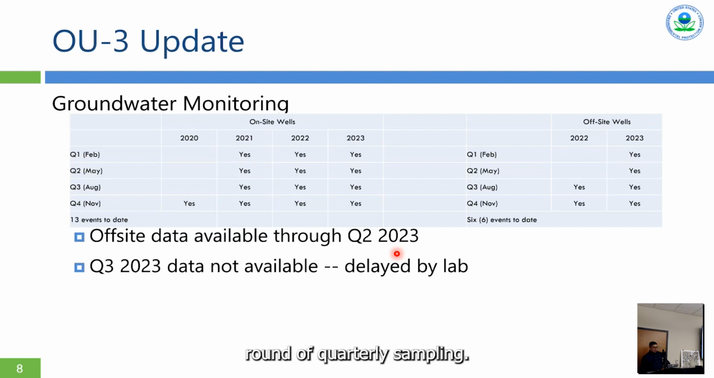round of quarterly sampling. But as of today, we only have the second quarter of this year's data available. Q3, which was collected in August, we should have that soon. There was an issue with the lab reporting system that delayed the delivery of the data packages to the respondents in a timely manner. So we don't have that yet, but it is something that will be included in the 2023 annual report that's due in the spring.